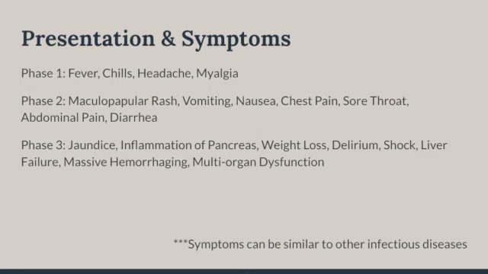After 5 days of the very beginning of the onset of symptoms, phase 2 will generally begin. This includes a maculopapular rash, vomiting, nausea, chest pain, sore throat, abdominal pain, and diarrhea. Lastly, phase 3 begins, and it is increasingly more severe than the other 2 phases. This includes jaundice, inflammation of the pancreas, weight loss, delirium, shock, liver failure, massive hemorrhaging, and multi-organ dysfunction.